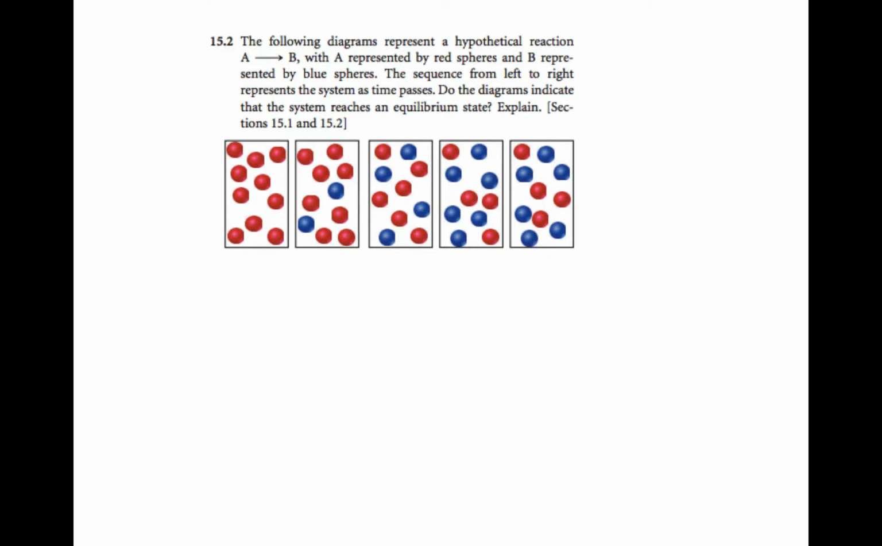The following diagram represents a hypothetical reaction, A turning into B, with A represented by the red spheres, B represented by the blue spheres. The sequence from left to right represents the system as time passes. Do the diagrams indicate that the system reaches an equilibrium state? Explain.